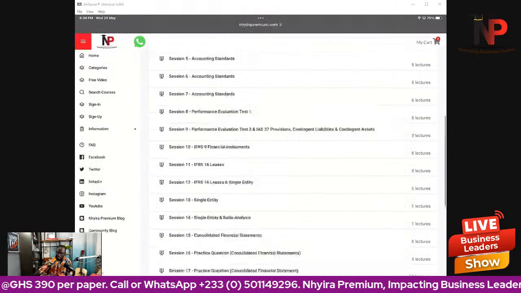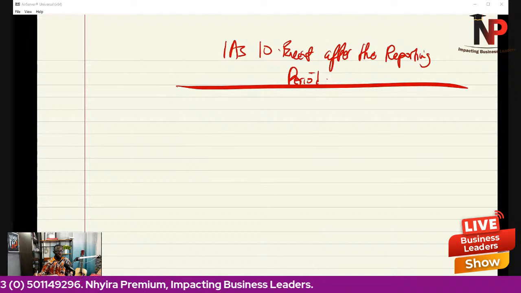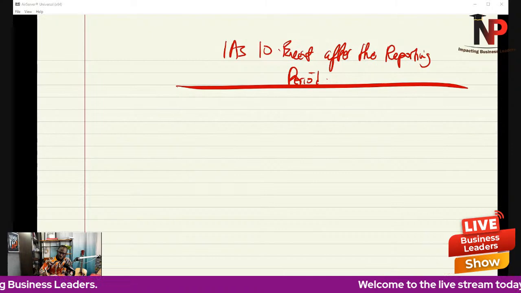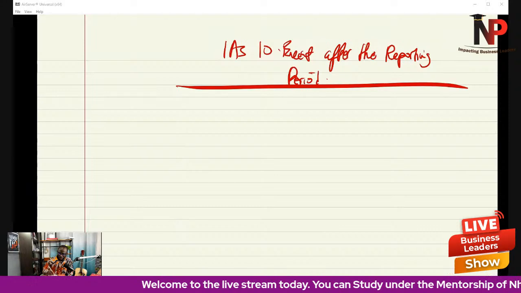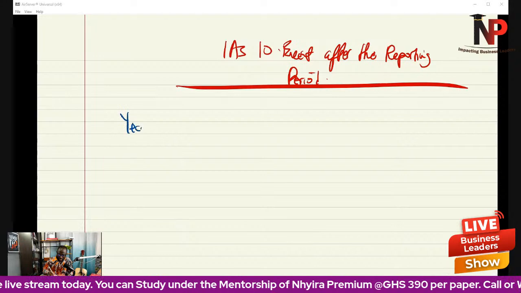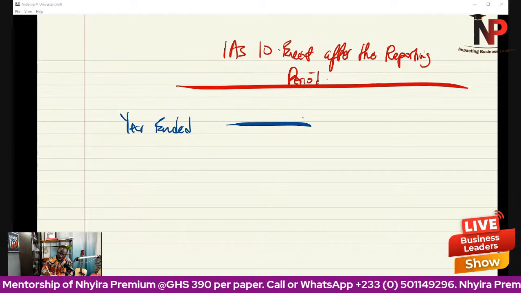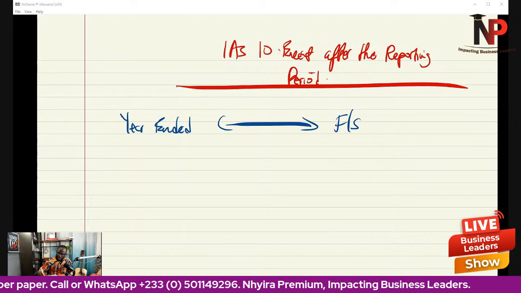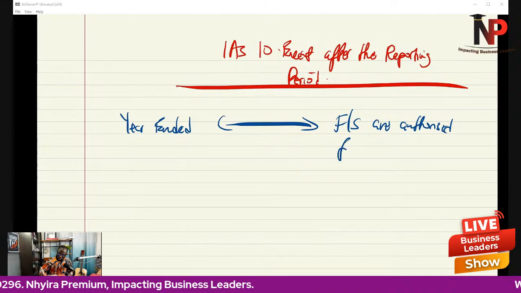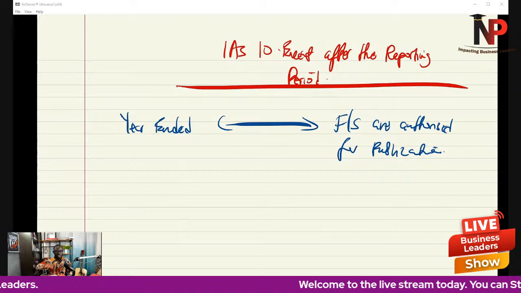So when it comes to IAS 10, events after the reporting period, what is the main takeaway? Events after the reporting period is events after the reporting period. What does that mean? The distance between the year end and when the financial statements are authorized for publication is what we refer to as the events after the reporting period.